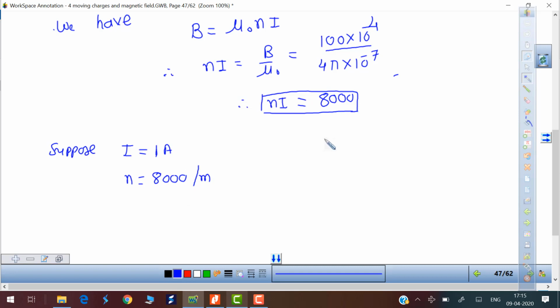So let me take 10 ampere. Okay, I take 10 ampere. The number of turns becomes 800 per meter. Now it will work. 800 is less than 1000 and 10 ampere is less than 15.